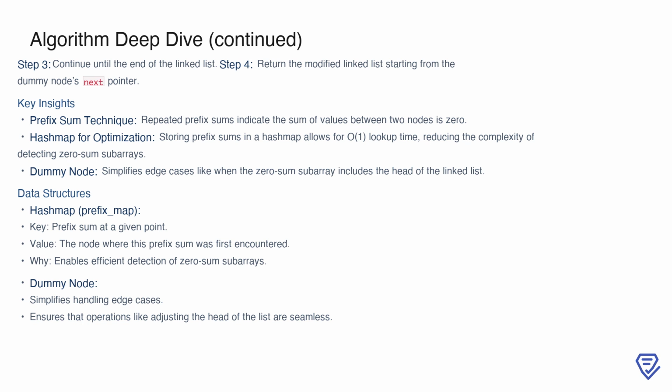The hash map, in this context, is structured with prefix sums as keys and the corresponding nodes where those sums were first encountered as values. This allows us to efficiently adjust pointers and remove the zero-sum subarrays without additional traversal.